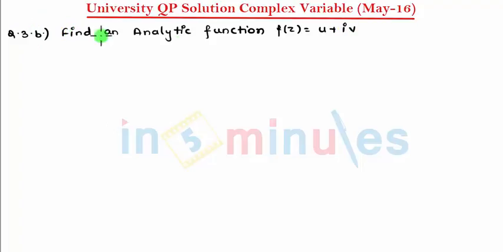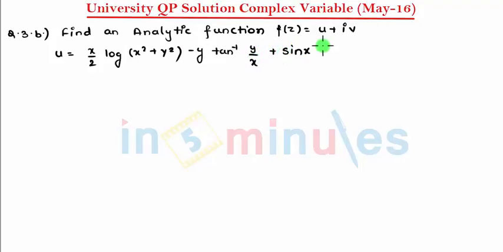So let's start with the second sum of the same paper, that is question number 3b: find an analytic function, where u is x by 2 log of x square plus y square minus y tan inverse y by x plus sin x cos hyperbolic y. So we need to find the analytic function, and u is as given. Let's start with the solution. I'll be starting with step 1.